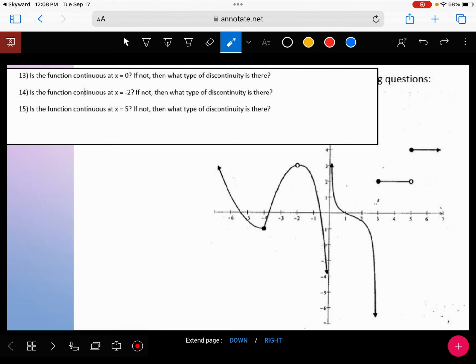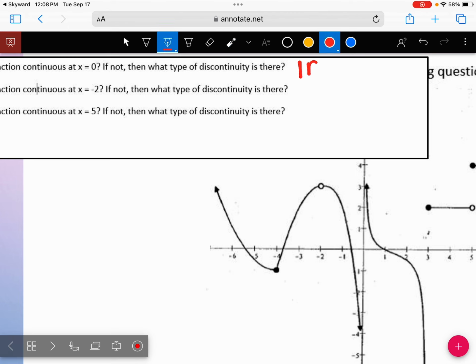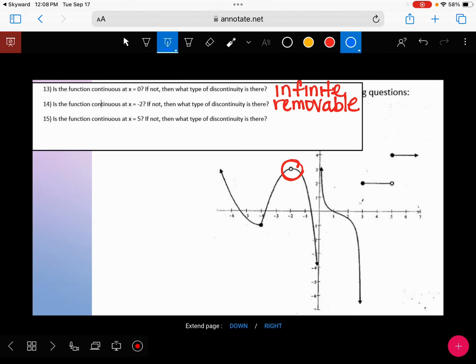What kind of discontinuity do we have at x equals 0? Infinite. What kind of discontinuity do we have at x equals -2? That would be right here. What is that called? A removable. And at x equals +5, which is right here, what do we have? A jump. So the thing about limits is it's one of those things that you just have to do. You just got to jump in and try.